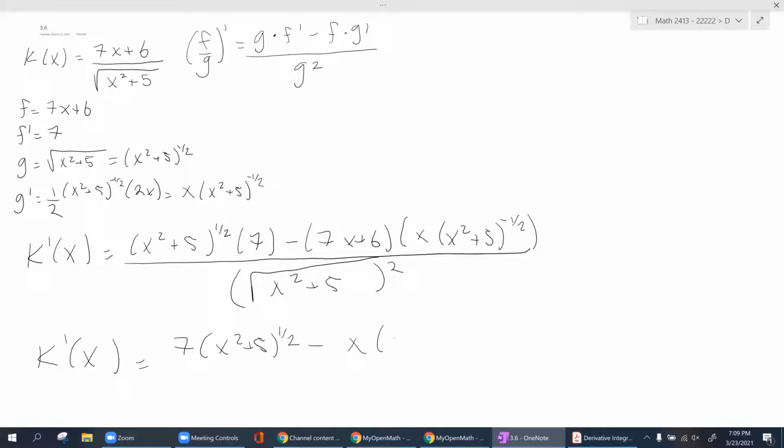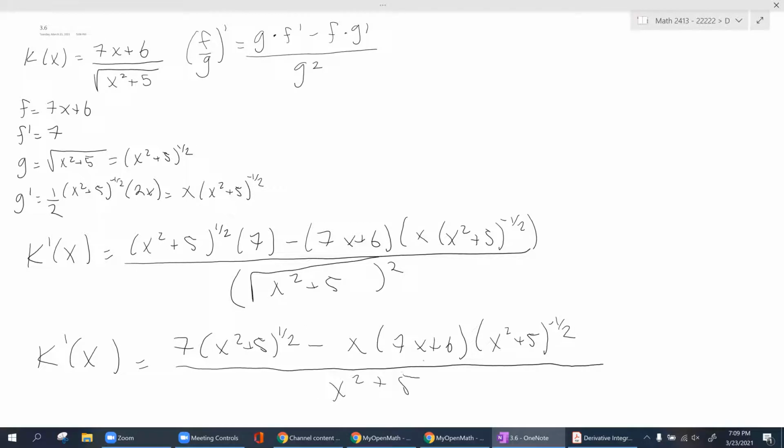Minus x times 7x plus 6 times x squared plus 5 to the -1/2. And we know the square roots and the squares cancel each other out, meaning in the denominator you just have this. In other words, this cancels out with that. And I would leave it like that. This one I would probably leave like that.